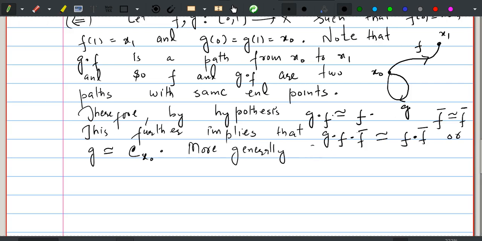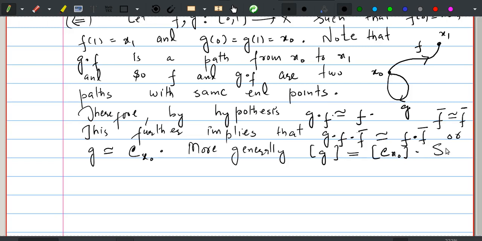More generally, if we take the homotopy class of G, this is the same as the homotopy class Cx0. Now, since the loop G is arbitrary, we conclude that the fundamental group of X based at x0 is the trivial group, because we took G to be an arbitrary loop.